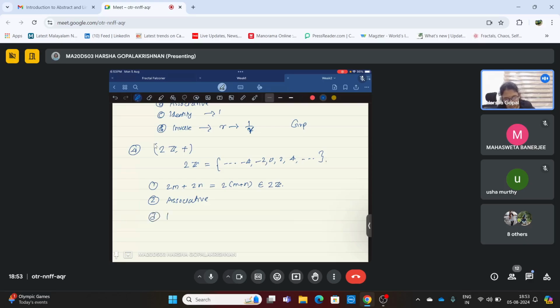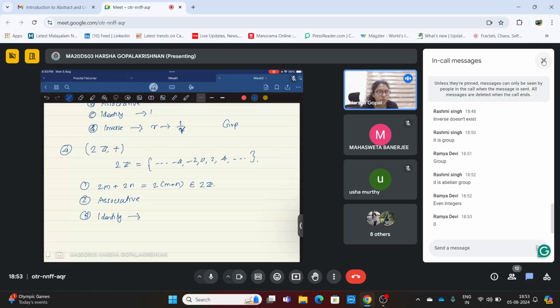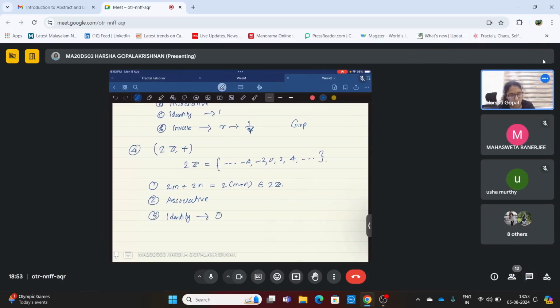And what about the identity? What is the identity here? Yeah, 0 is the identity. Usually in addition, 0 will always be the identity. If I am adding any element with 0, I will get the same element. That's all.